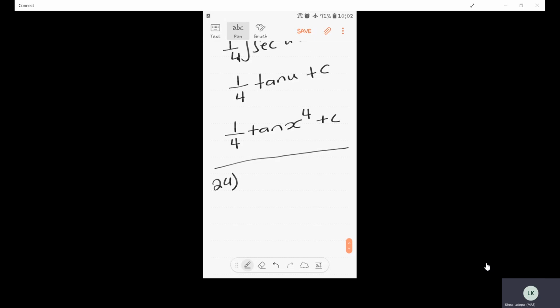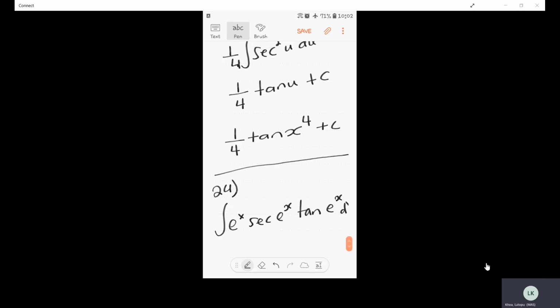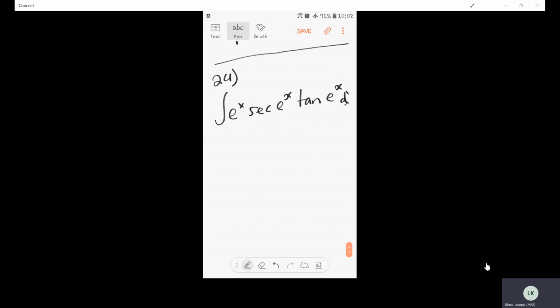E29 is the integral of e to the power of x sec e to the power of x tan e to the power of x dx. Okay, that's a dx over there. Right, so here you can see the function sec x tan x. You should already be thinking the integral of that is going to be sec x. Now our function, we can let u equal to e to the power of x. This means that du is equal to e to the power of x dx.